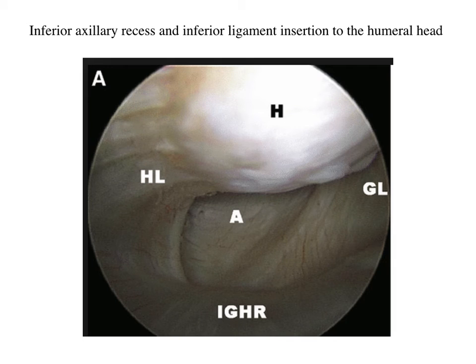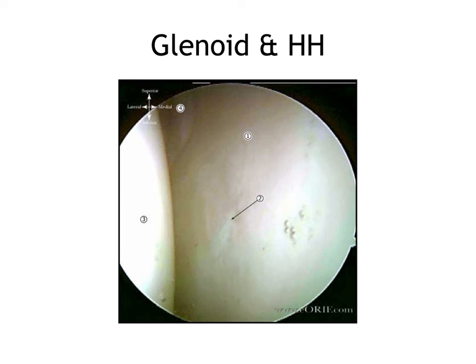The scope is then dropped into the inferior recess. By externally rotating the arm, you will be able to appreciate the posterior inferior glenohumeral ligament. Often, should there be loose bodies, this is where you will find them. Finally, by taking the scope upwards, you will be able to visualize the posterior labrum and then assess the integrity of the joint cartilage of both the glenoid and the humerus.